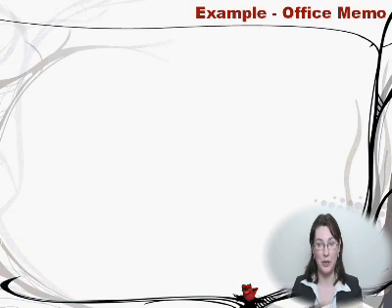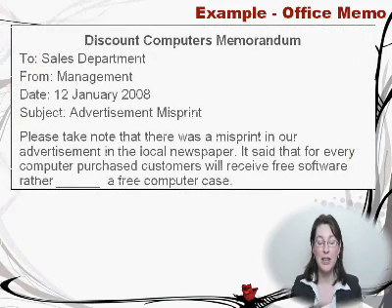This is an office memo. So remember, TOEIC test often focuses on a business theme. So in the office, between colleagues, sometimes they will write a short note, which we call a memo or a memorandum. So this is Discount Computers memorandum. Who is it to? The sales department. Who is it from? Management. So they all work for the same company, Discount Computers. Okay, the date is 12th of January 2008 and the subject, advertisement misprint. Now misprint means that there was a mistake when they printed the advertisement.